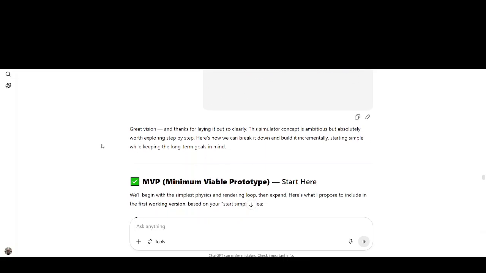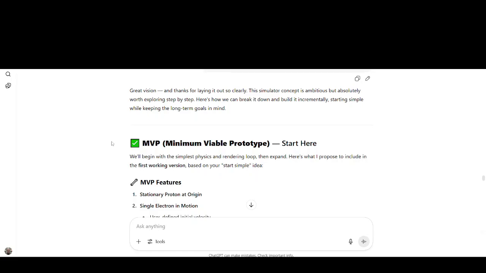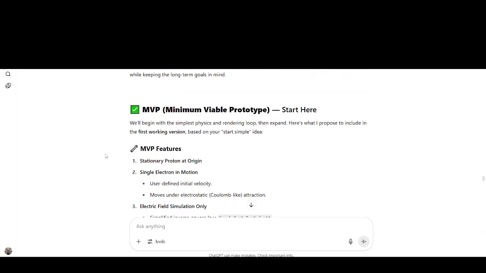Okie doke. Alrighty, back to the sycophant. Okay, great vision, and thanks for laying it out so clearly. The simulator concept is ambitious, but absolutely worth exploring step by step. Here's how we can break it down and build it incrementally, starting simple while keeping the long-term goals in mind.